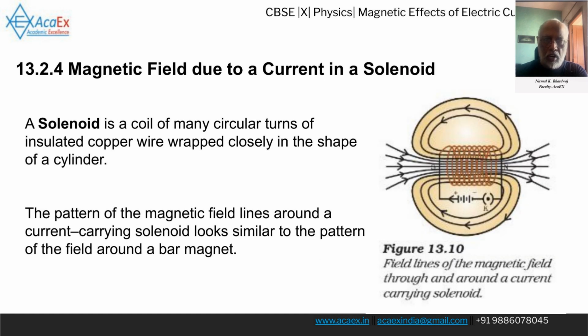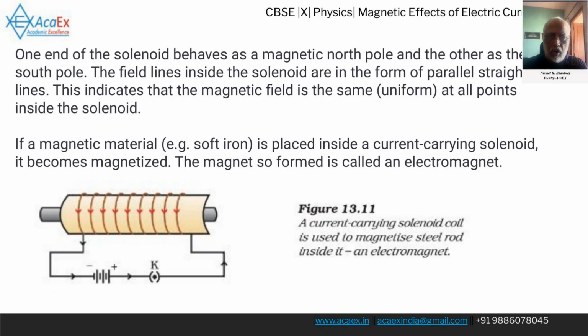Magnetic field due to a current in a solenoid. A solenoid is a coil of many circular turns of insulated copper wire wrapped closely in the shape of a cylinder. The pattern of the magnetic field lines around a current-carrying solenoid looks similar to the pattern of the field around a bar magnet. Solenoids and electromagnets.